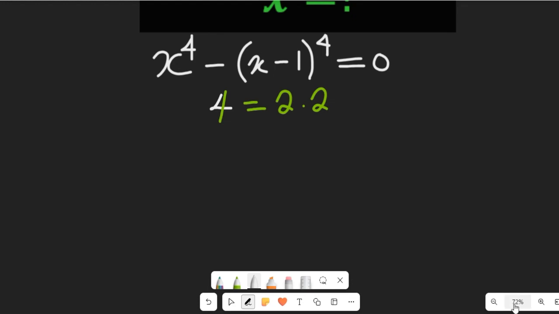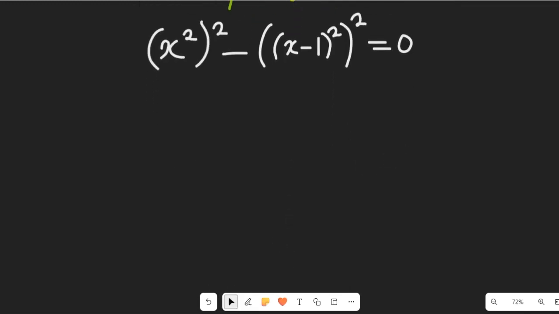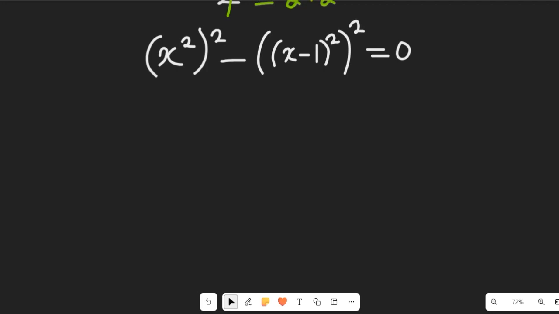So that means this expression will now give us x squared, all squared, minus (x minus 1) squared, all squared, and this will be equal to 0. Great. Now, having seen this, what we are going to do is apply a simple algebraic law. This looks like a difference of two squares.